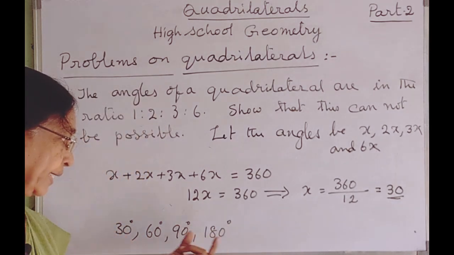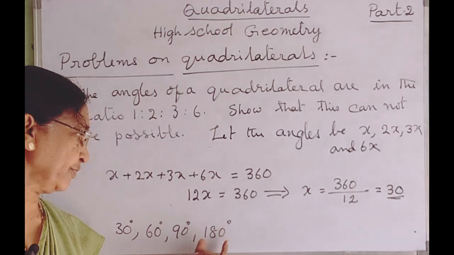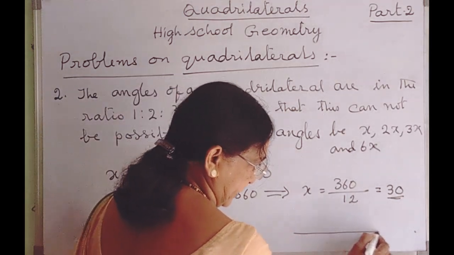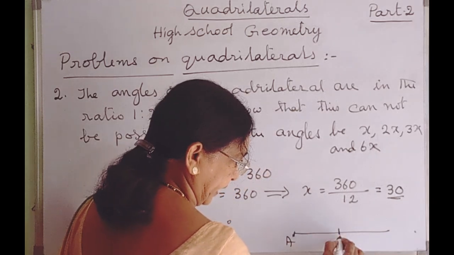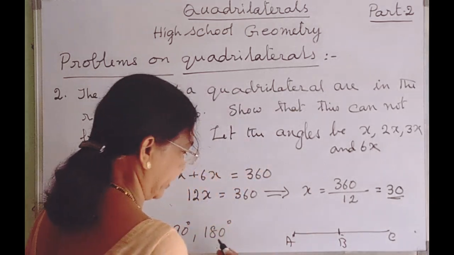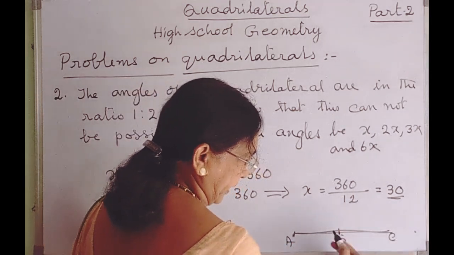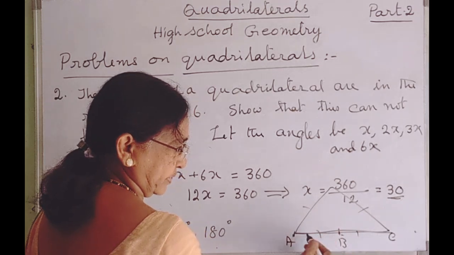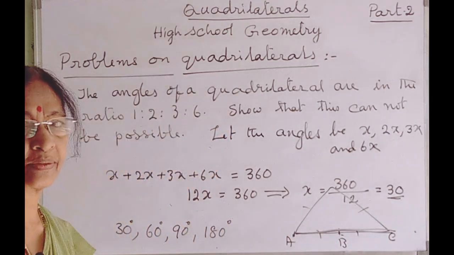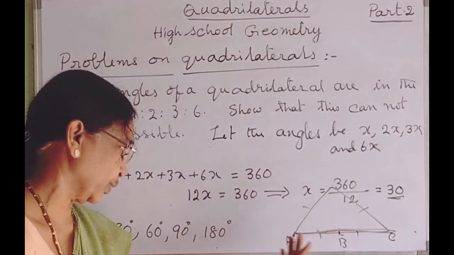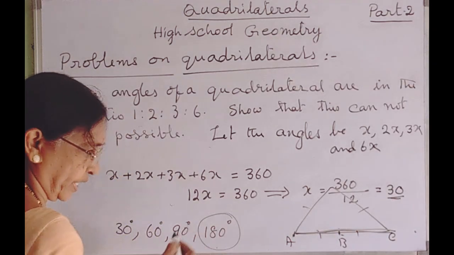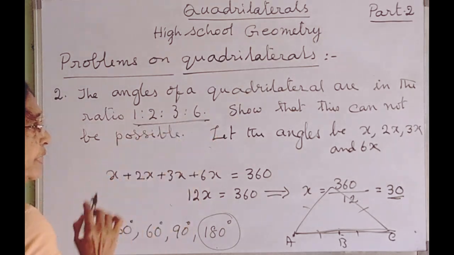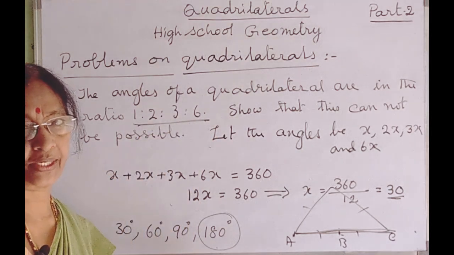But an angle in a quadrilateral cannot be 180 degrees. If an angle is 180 degrees, that will be like this straight line. Suppose the angle between AB and BC is 180 degrees, then it will be a straight line. Then two sides are along the same line, therefore it becomes a triangle. So the angle 180 degrees cannot be an angle of a quadrilateral. Therefore, this ratio cannot be the angles of a quadrilateral.